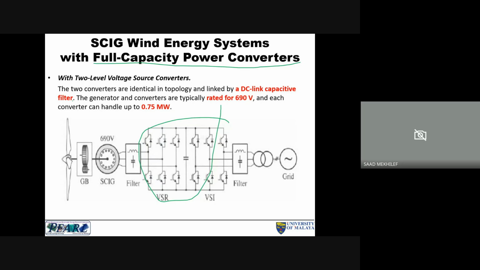There are two converters here which are identical to each other. One operates as a rectifier and the other acts as an inverter. They can handle up to only 0.7 megawatt here, but as I said, recently we have silicon carbide devices and GaN devices, which can handle higher power, higher voltage and higher current ratings.